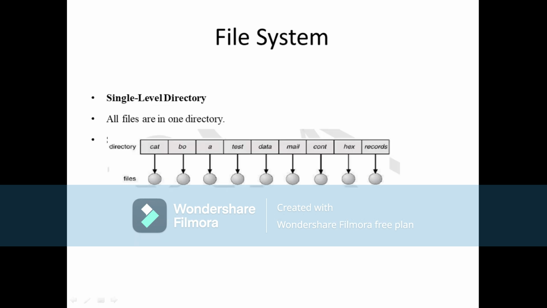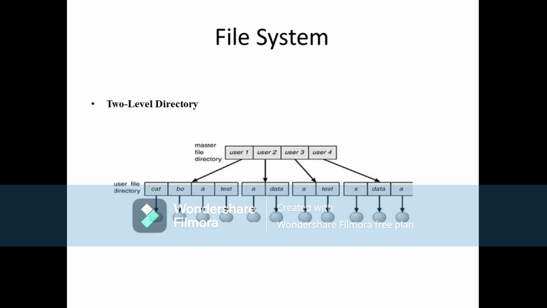So in single level directory structure, all the files are stored in one directory. Here you can see in the diagram, there is just one directory, and in this directory we have different files called cat, bo, a, test, data, mail, cont, hex, records. It's very easy to implement and manage the single level directory.